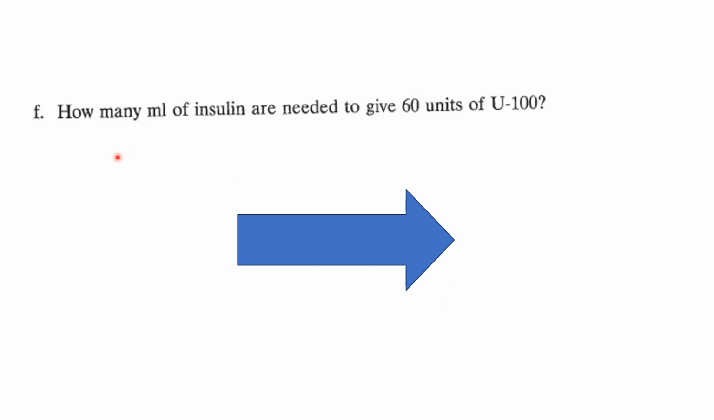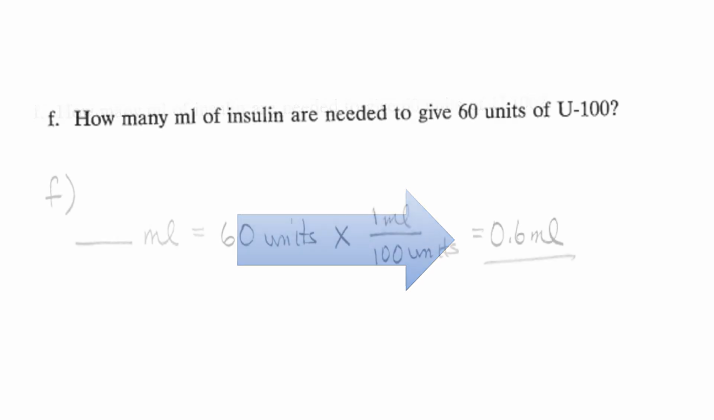The next example, how many milliliters of insulin are needed to give 60 units of U100? Again, pause the video, give it a try. Let's see how you did. So again, dimensional analysis, this is going to be 60 units times 1 milliliter per 100 units. I could have put this over 1 if I wanted to. So the units cancel, and you will get 0.6 milliliters.